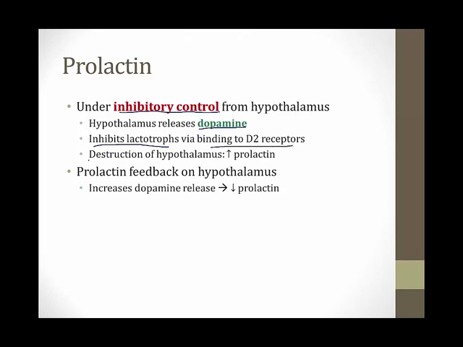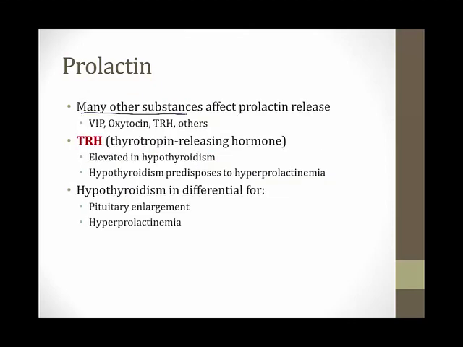What this means is that if you destroy your hypothalamus, you will see a rise in prolactin levels, and this is relatively unusual. For most of the other anterior pituitary hormones, destruction of the hypothalamus leads to a fall in hormone levels. This is not true for prolactin because it's under inhibitory control. Prolactin can exert feedback on the hypothalamus. It can increase the dopamine release, and this leads to a fall in the prolactin level. You should know that there are many other substances which have been shown to affect prolactin release.